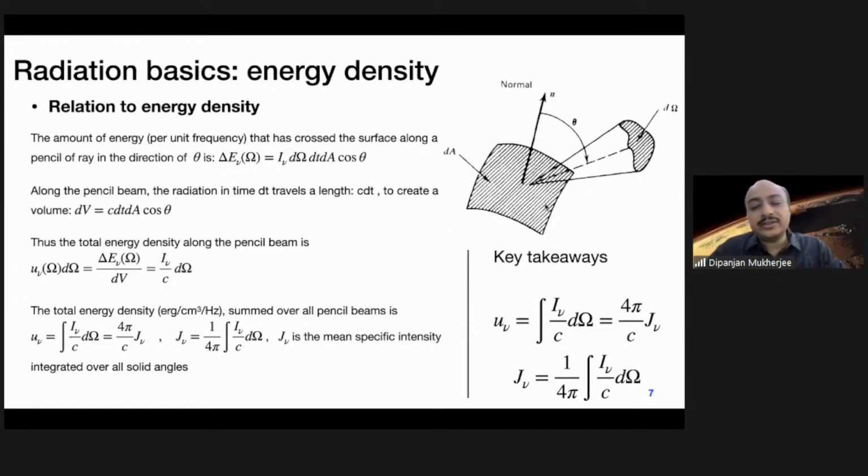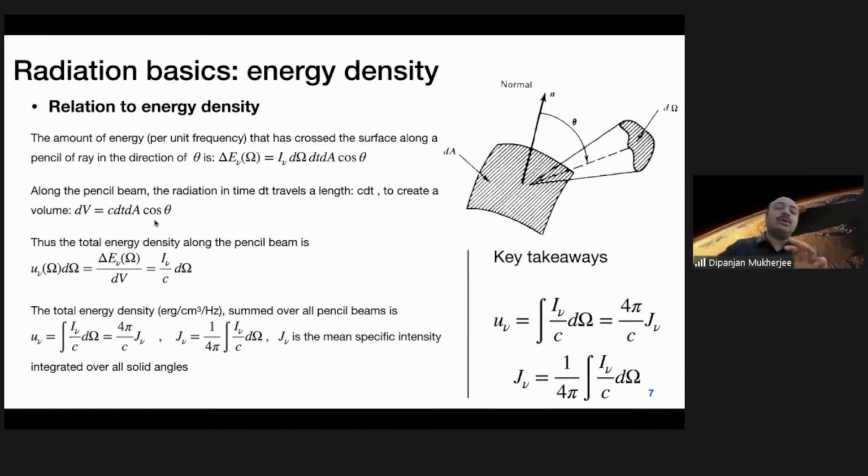Now, suppose what we are considering is the amount of energy going along a particular beam. If that beam is considered by the fact that we have an area that is dA and the area normal to this direction is dA cos theta, then what is the amount of volume covered by the radiation per unit time? In unit time dt, let's say, it will go a distance of c times dt, c is the speed of light. So the volume is just this area times c times dt. This is the delta V of the volume.